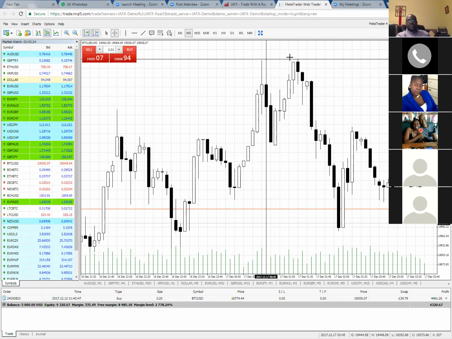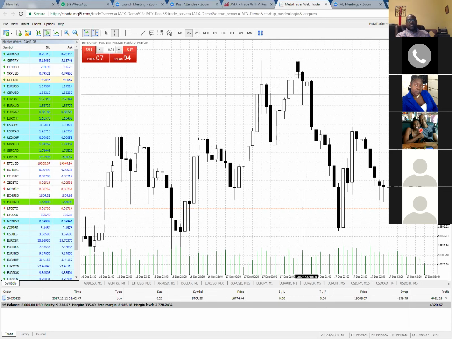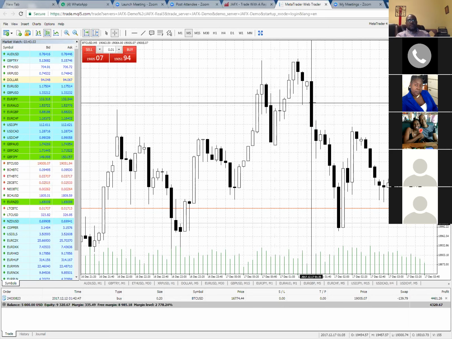So Bitcoin hit a high of $19,526 right here at the peak. And I'm looking at a 5-minute chart, so each one of these candles would signify a 5-minute window.